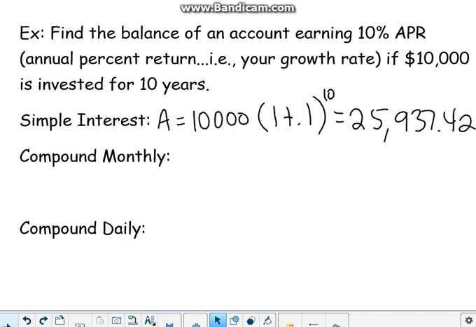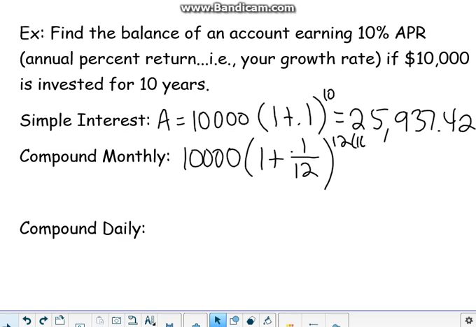Let's see what happens if we compound it monthly. How much more are we going to get? Same idea. A is going to equal 10,000 times 1 plus my interest rate divided by the number of times I'm compounding per year, 12. Raised up 12 times each year for 10 years. So pause for a second, punch all this into the calculator and see what you get. Did you get $27,000? $27,070.41. So just by compounding monthly, we actually increased our investment by over $1,000.